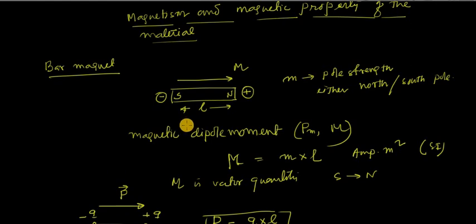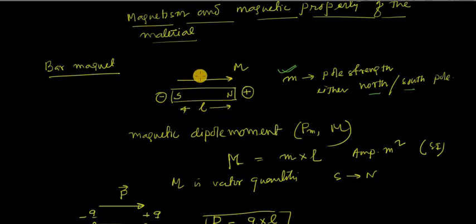So what we have studied till now: there is a bar magnet. A bar magnet has two magnetic poles, one is the north pole, another is the south pole. Each pole has a magnetic pole strength, represented by small m. Each pole has the same pole strength. Since it's a magnetic dipole, there are two poles separated by a distance L.